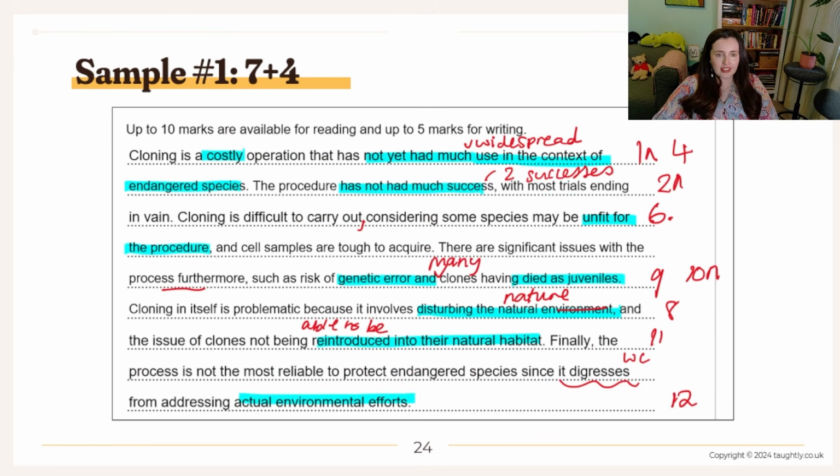Now let's have a look at a sample. So this is from a real student, and this is one that scored 7 out of 10 for reading and 4 out of 5 for writing.